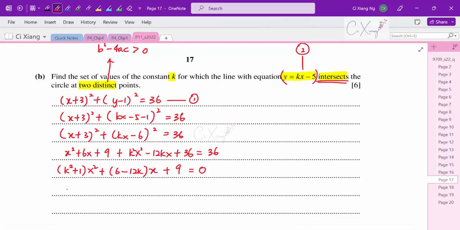Now very clearly we can see that we obtain a quadratic form equation in terms of k and x. So I want to apply the idea that when the curve and the line intersect at two distinct points, we have the rule where b squared minus 4ac should be greater than 0. Which one is your b? This is our b. This is the a, and definitely this is the c. Substitute inside this inequality.